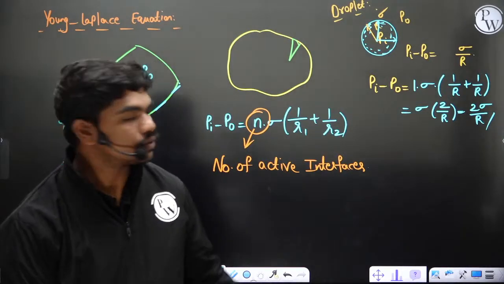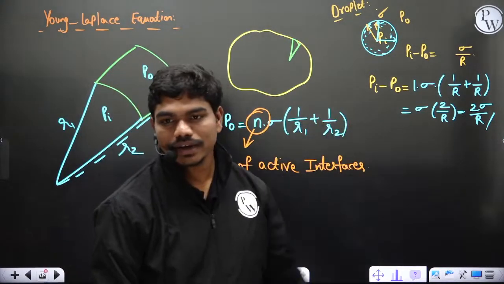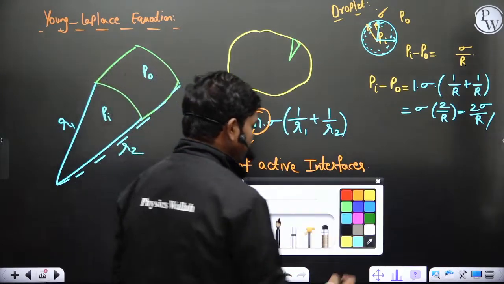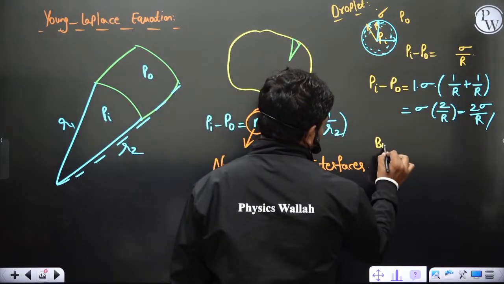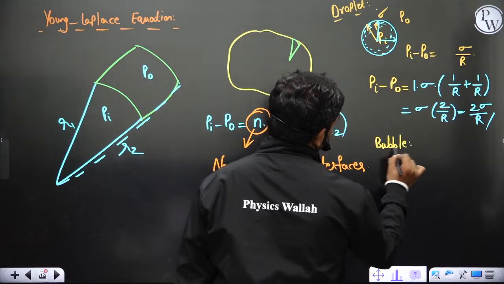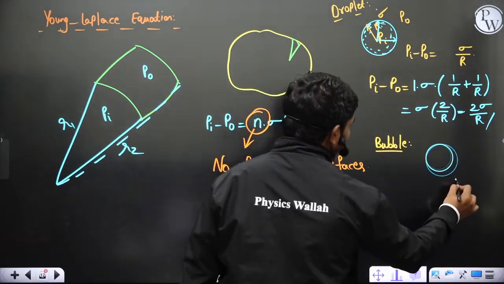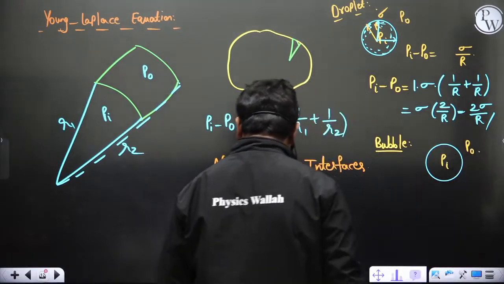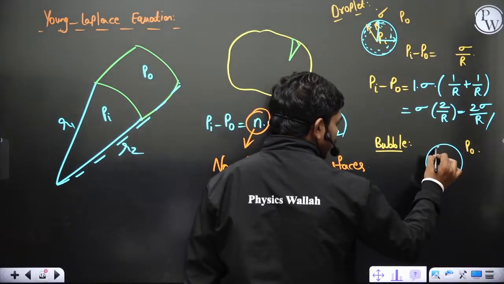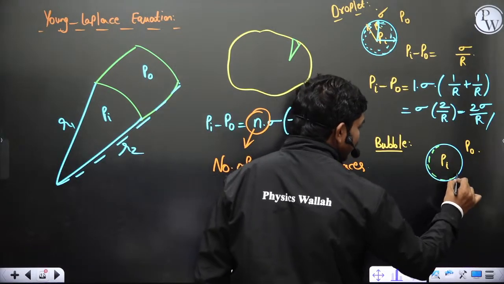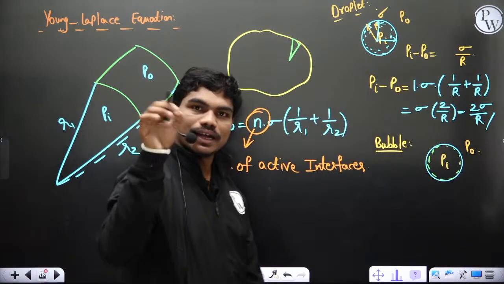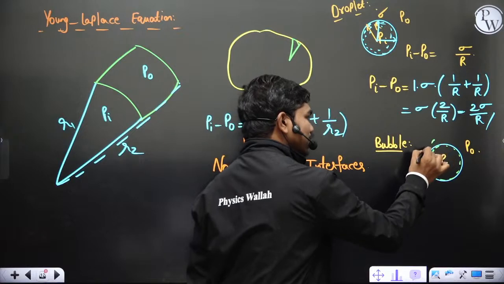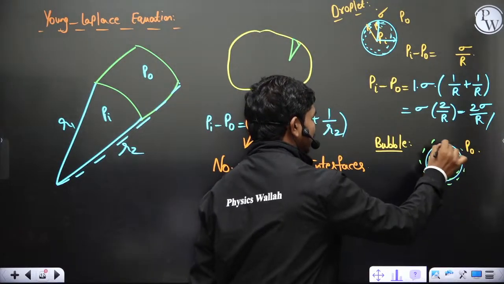Okay, so sigma is equal to r. So this is 2 sigma by r actually. Now if you take a bubble, for example, if this is the interface, Pi and Po, if this is a bubble, clearly you have one interface inside, because a bubble has air inside, so similarly on the outside also you have a second interface obviously.